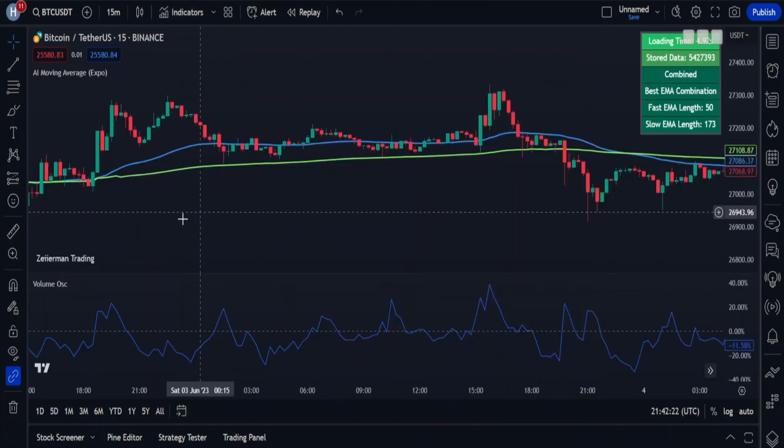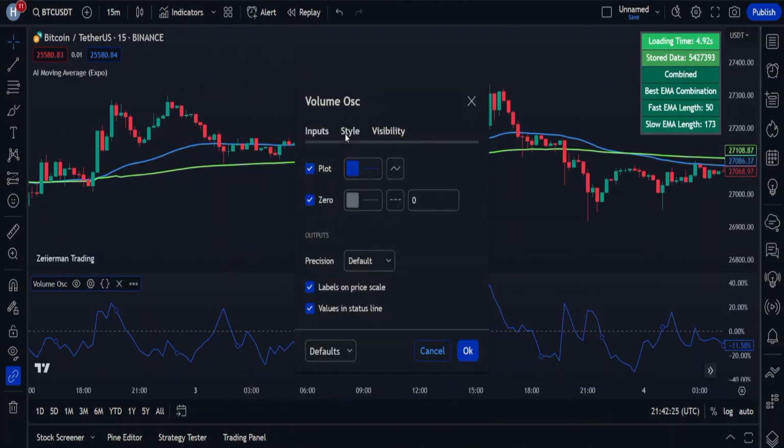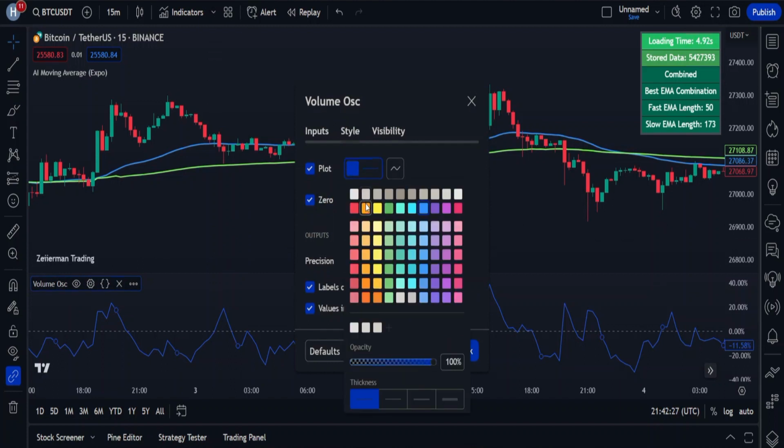Now head over to the style settings of the indicator. Here we will be changing the color to make the indicator easier to see. That was all that we needed to do.